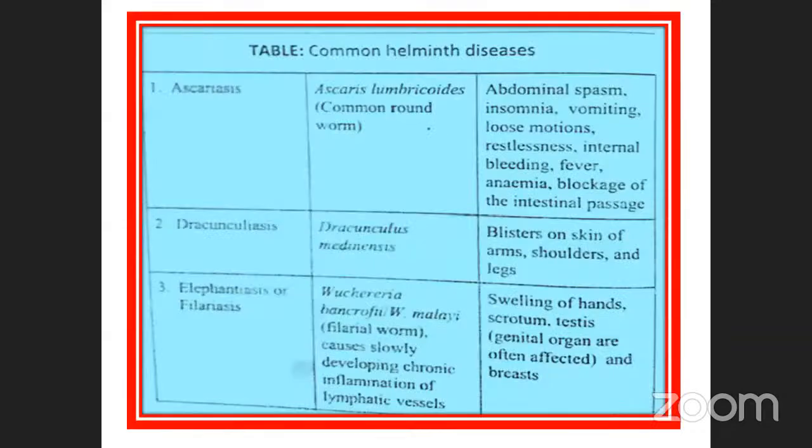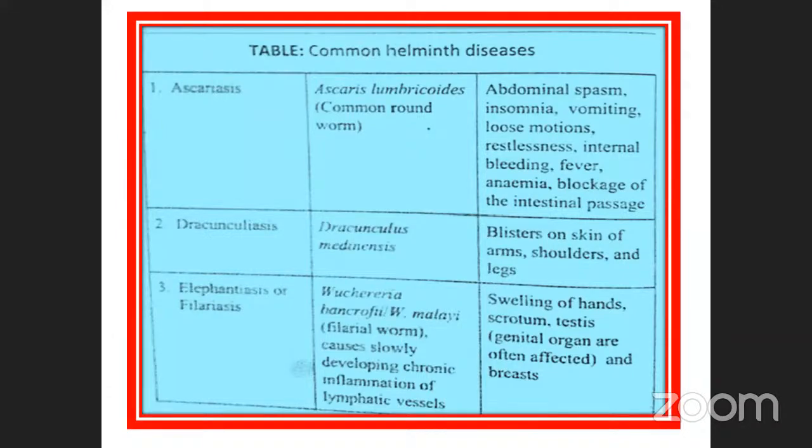So already we saw it. What are the common helminth diseases? The first one is Ascaris lumbricoides, the common roundworm. Mostly they ask about the symptoms: abdominal spasm, insomnia, vomiting, loose motion, restlessness, internal bleeding, fever, anemia, and blockage of the intestinal passage. Because more worms are present in the intestine, they will not allow the foodstuffs or chyme to pass, so it leads to pain. That is the reason.